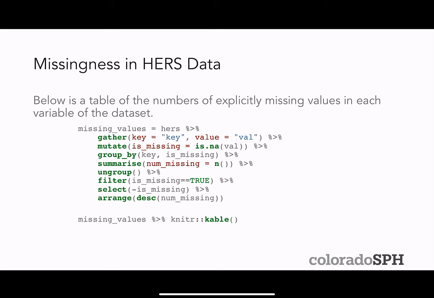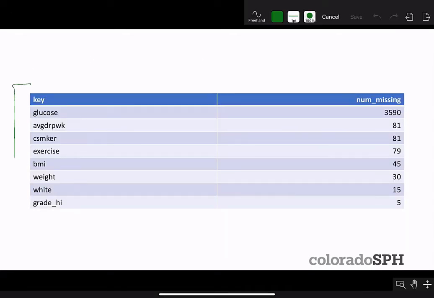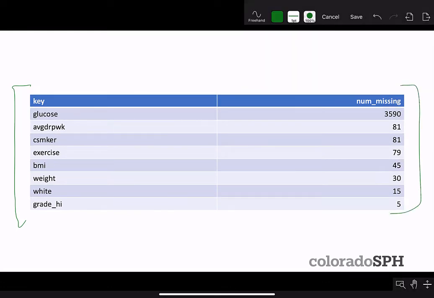So first, let's look at a little bit of missingness in this data. I'm using a chunk of code here to produce a table of the numbers of explicitly missing values in each variable of the data set. And by explicitly missing values, what I mean is there's an NA there. And so this table gives the number of NAs that are in each of these different variable columns. For example, the BMI variable has 45 NA values.